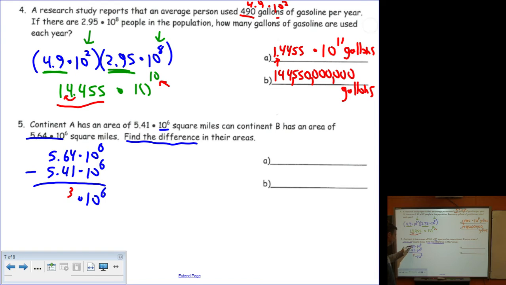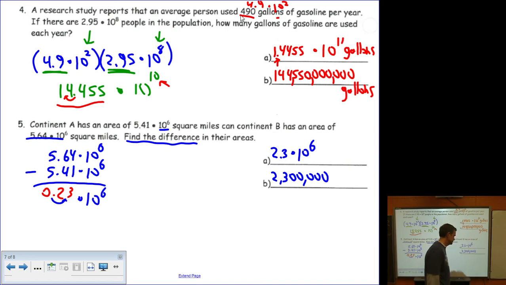I just need to go ahead and subtract the 2 numbers. 4 minus 1 is 3. 6 minus 4 is 2. That is 0. I get 0.23 times 10 to the 6th. That, of course, is not in scientific notation. So I will move the decimal over 1 spot, and I will get 2.3 times 10 to the 6th. Or in standard notation, I would need to move the decimal past the 3 and 5 zeros. So 2, 3, 0, 0, 0, 0, 0. And that does not seem right for some reason. Huh, interesting. And that would be square miles.